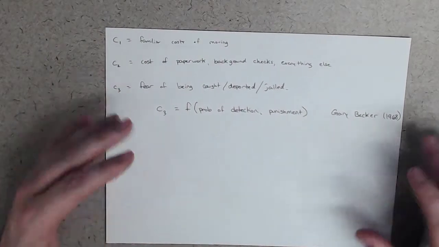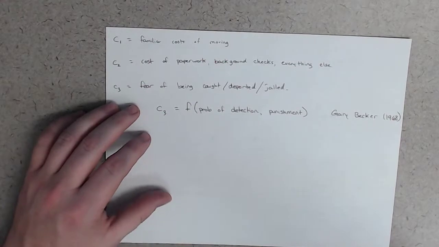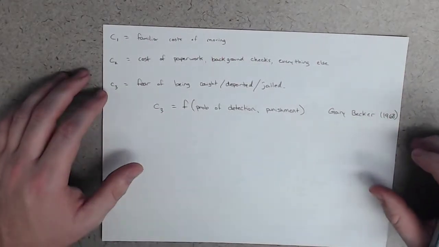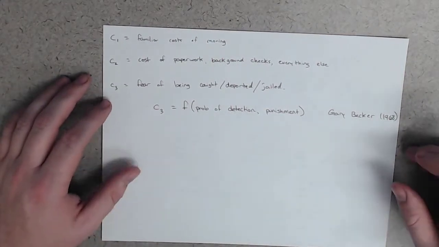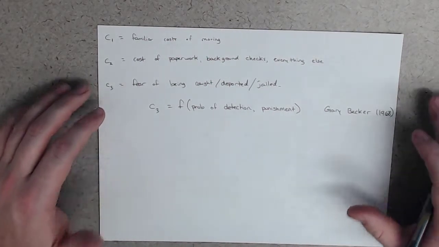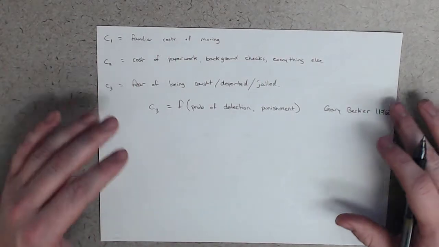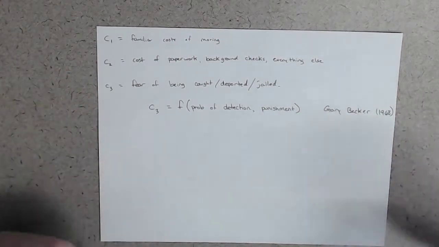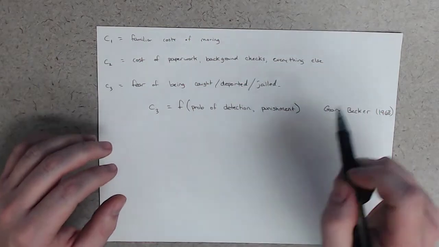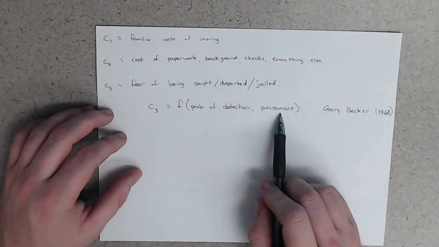I've put that in Blackboard for you guys to go read. I do highly recommend reading it. It's one of the seminal papers in all of economics, and won him a Nobel Prize in 1992. You can skip over the mathy stuff, but what he says is that the cost of doing a crime is a function of the probability of being detected and the severity of the punishment. Okay?